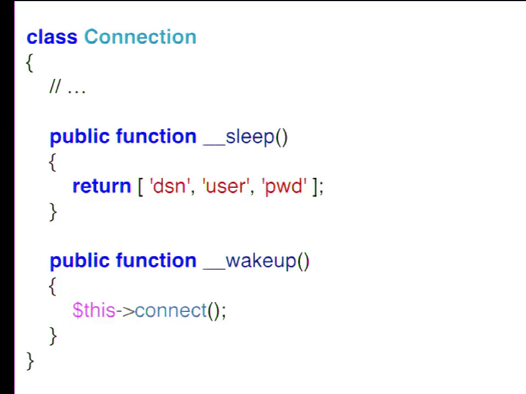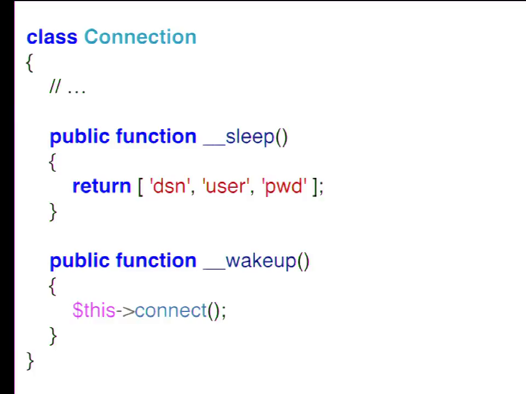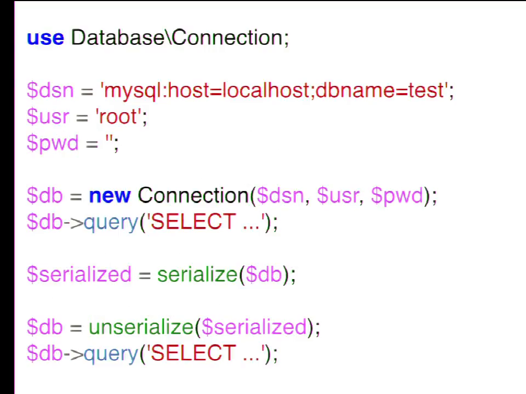With wakeup, this method is called when you call unserialize on a string containing a reference to this class, Connection. What we do in wakeup is call this connect method again that we saw in the previous slide. It takes the values from the properties that have already been set by the unserialize and creates the PDO instance again. Thanks to these two methods, we can safely serialize the connection class and unserialize it again and immediately have it connected. So essentially, you could make an instance of that connection class, run a query, serialize the instance, unserialize it again, and then run another query.